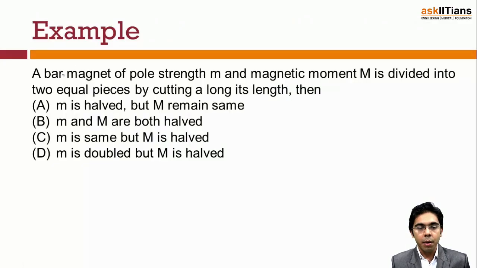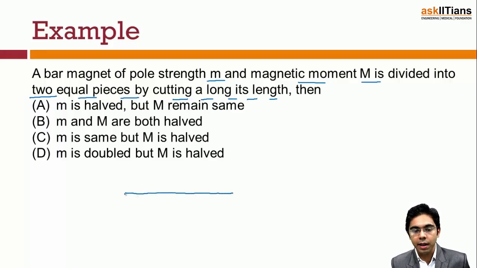In the examples, a bar magnet of pole strength m and a magnetic moment M is divided into two equal pieces by cutting along its length. That means if I have this as my bar magnet, I have cut it into two pieces, something like this, along the magnetic axis. This is, let's say, the south pole, and this is the north pole. For a particular bar magnet, the pole strength will be the same, so this is m, this is m.